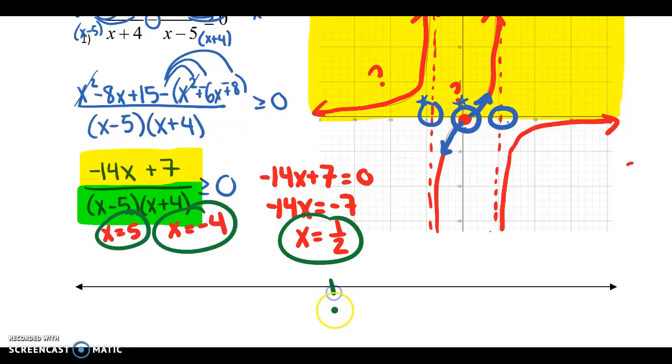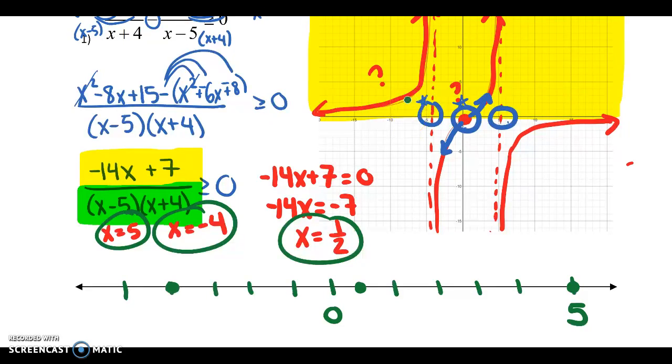I'm just going to plot those on a number line. So here's 1, 2, 3, 4, 5. And then I have -4. It's right here. And then 1/2 is about right here. Okay, so let's pretend for a second I did not have this graph.